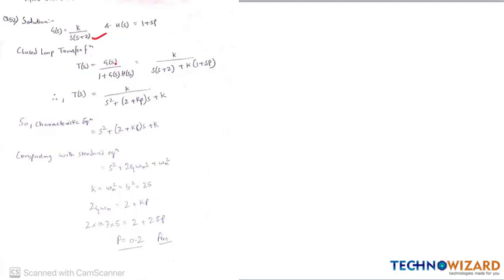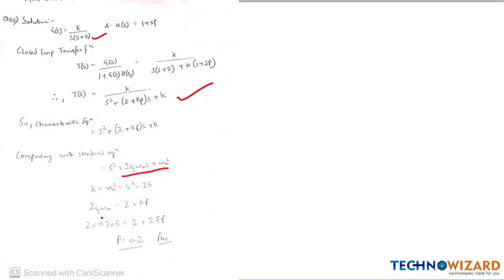Now, transfer function is equal to G of S upon 1 plus G S H S, which is equal to, this will come out to be K upon S square plus 2 plus K P S plus K. Now we will compare the characteristic equation with the standard equation, that is S square plus 2 zeta omega n S plus omega n square.